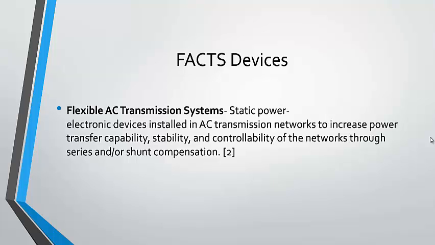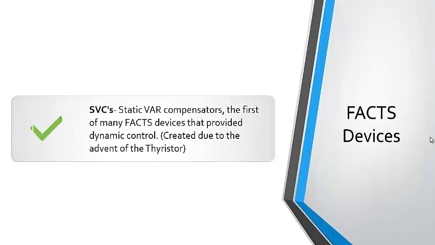FACTS devices stands for Flexible AC Transmission Systems. They're static power electronic devices installed in AC transmission networks to increase power transfer capability, stability, and controllability of the networks through series and/or shunt compensation. SVCs were the first FACTS devices that provided dynamic control. SVC stands for Static VAR Compensators, and they were created due to the advent of the thyristor.